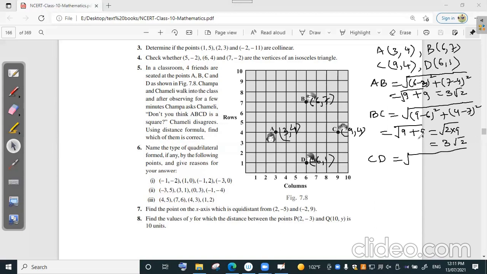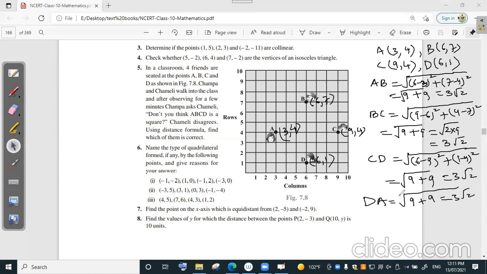B to D means 6 minus 9 whole square plus 1 minus 4 whole square. 6 minus 9 is 3, square of 3 is 9. Here also 9. Under root 9 plus 9, 18, which is 3 root 2 again. Okay, then DA. Similarly, D to A: 6 minus 3 is 3, square 9; 1 minus 4 is 3, square 9; 9 plus 9, 3 root 2. So all are equal.